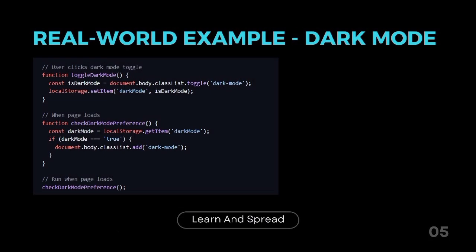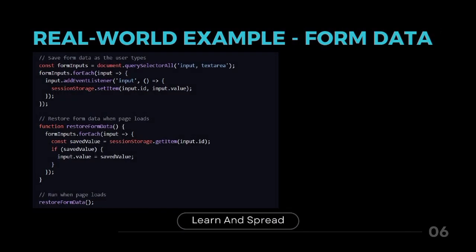Real-world example, dark mode. Imagine a website with a dark mode toggle. If saved in local storage, it stays, even when you reopen the browser. If saved in session storage, it resets when you close the tab. Real-world example, form data, filling a multi-step form. Save inputs in session storage so users don't lose them if they navigate between steps. But if you want to save draft data, even after closing the browser, use local storage.